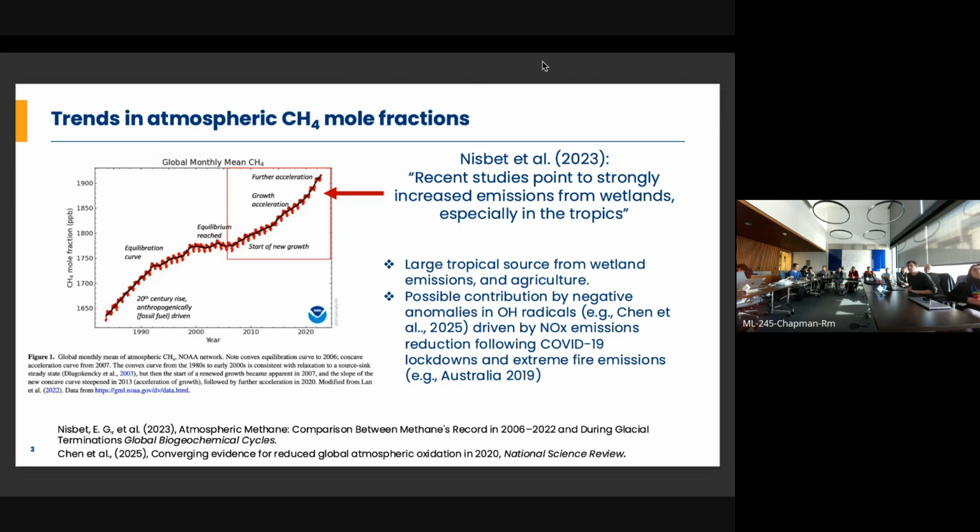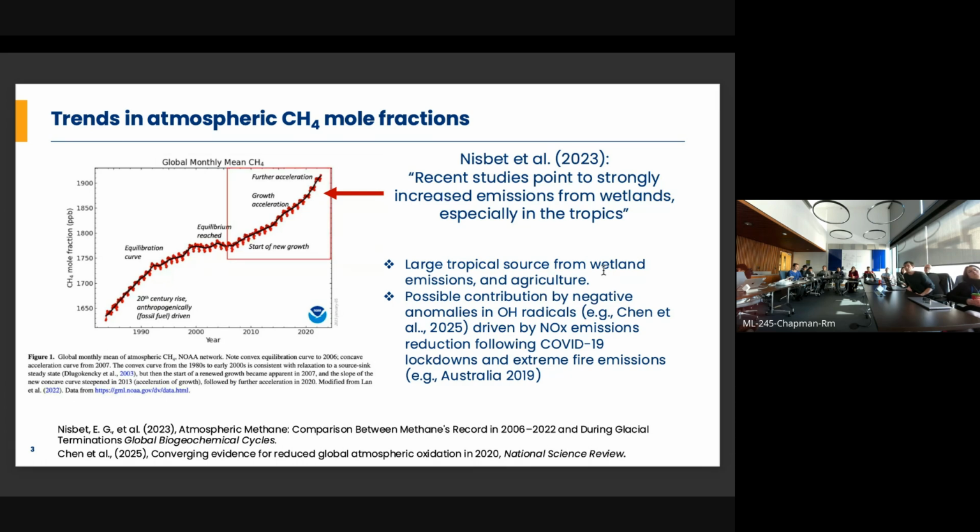Because of this 10 years lifetime, you might wonder if those variations that we see at annual to decadal scales in methane concentration might be due to chemistry. A lot of it is driven by chemistry, by emissions. We know that the recent acceleration since 2006 is driven by tropical emissions, which point to wetland and agriculture in the region, like rice, for instance.